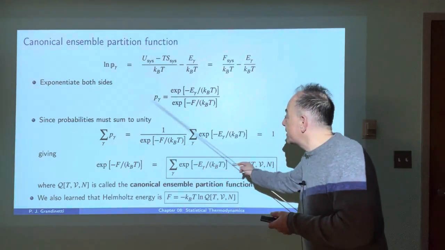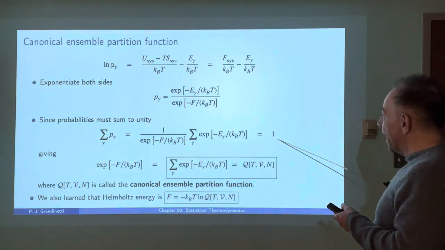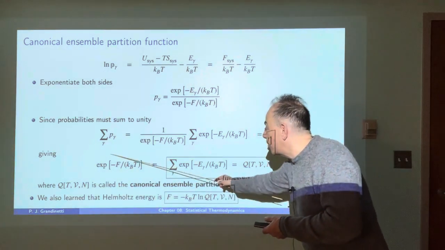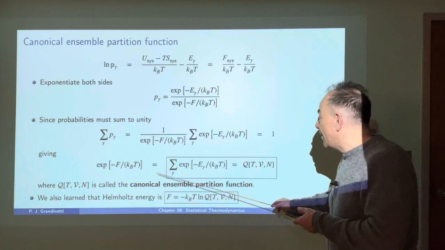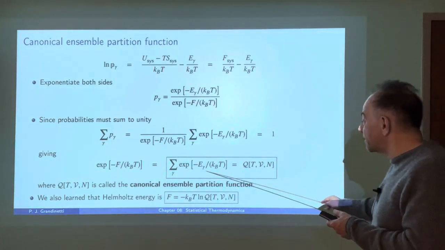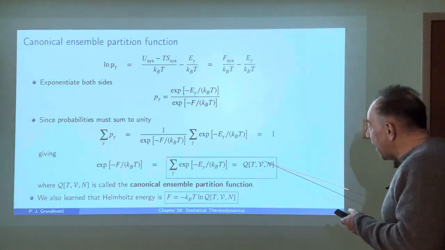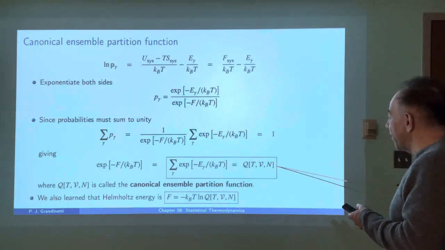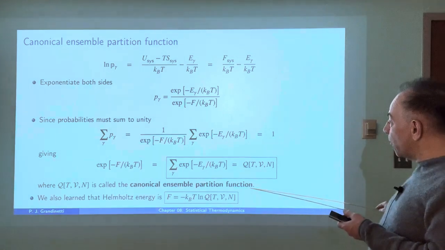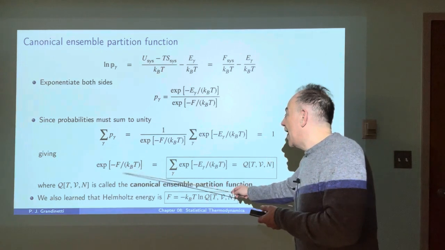So if I insist that the sum over all these possible gamma values gives me 1, then that rearranges to tell me that this term, this exponential of the Helmholtz energy divided by kBT, has got to be equal to the sum over all microstates that's accessible of this exponential. And we define that term here as what's called the canonical ensemble partition function. And what we see right away is that that is equal to the exponentiated minus A over kBT.